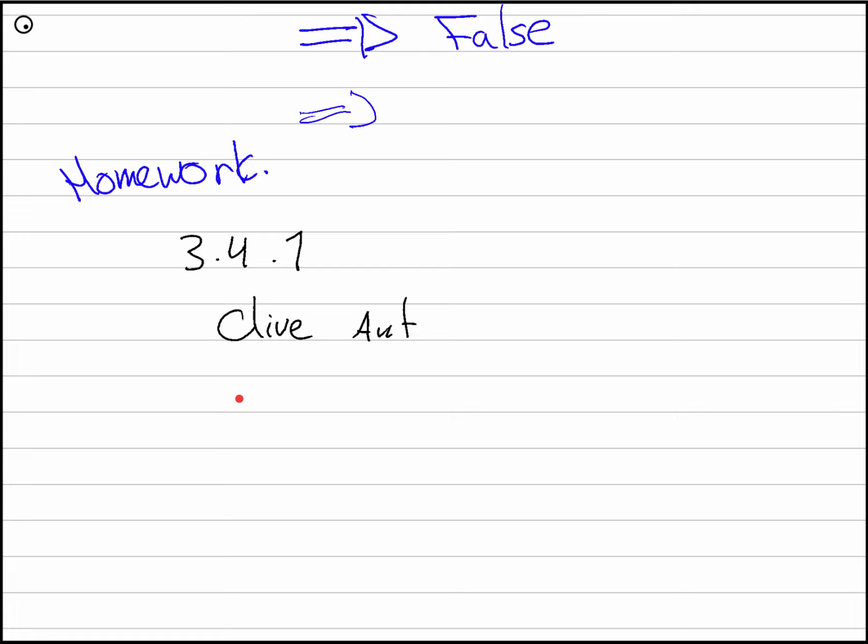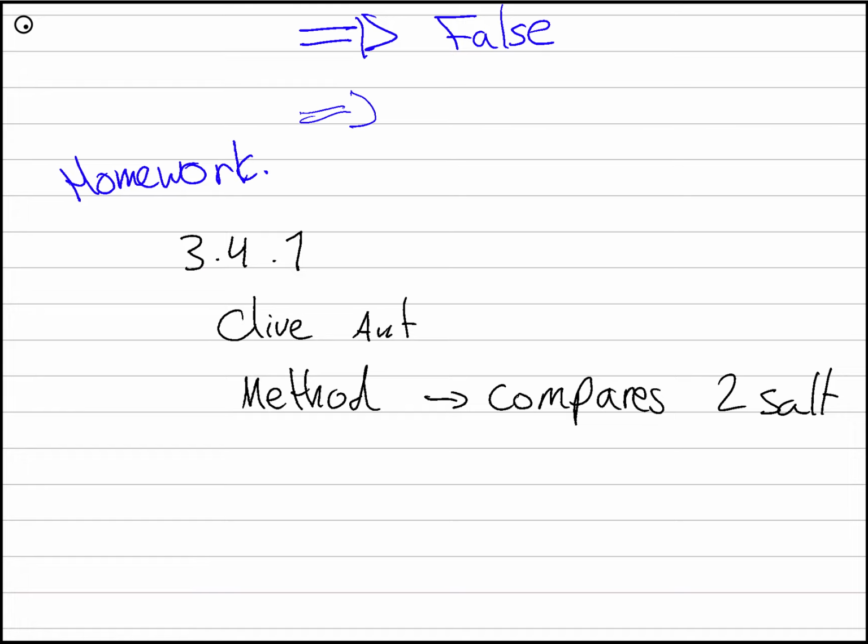So we need to design a method to help Clive that compares two salt grains and returns whether or not they are the same. If they have the same weight or the same size or any other attributes that you can think of, the same color, that would really help Clive. It's a very interesting question.